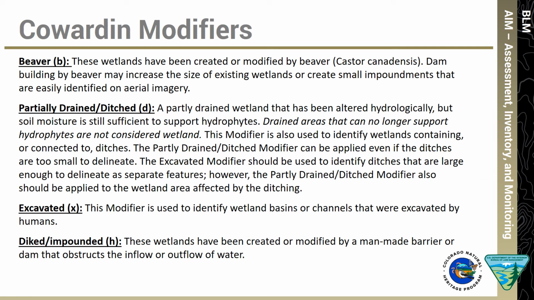This last text-heavy slide contains the few Cowardin modifiers used in the riparian and wetland AIM protocol. Beaver, or little b, includes wetlands created or modified by beaver. Partially drained or ditched, little d, is used for wetlands that have been altered hydrologically, but soil moisture is still sufficient to support hydrophytes. This modifier is also used to identify wetlands containing or connected to ditches. The partly drained and ditched modifier can be applied even if the ditches are too small to delineate separately.